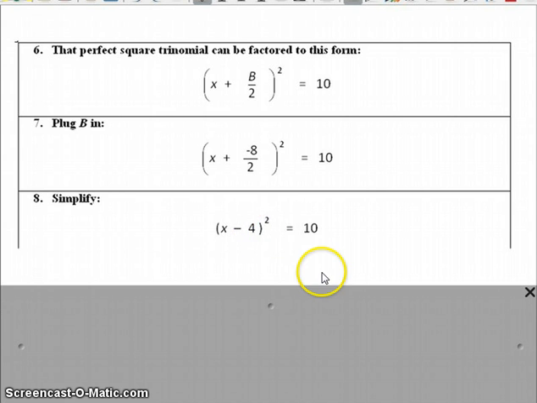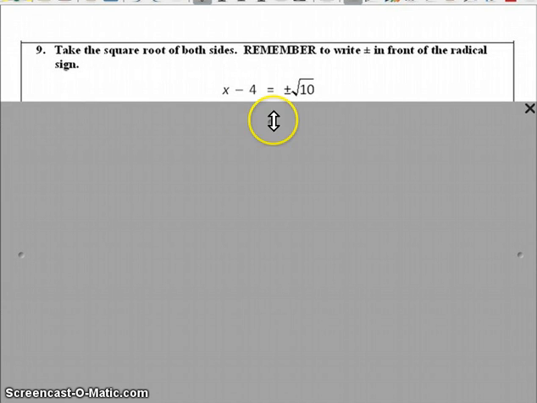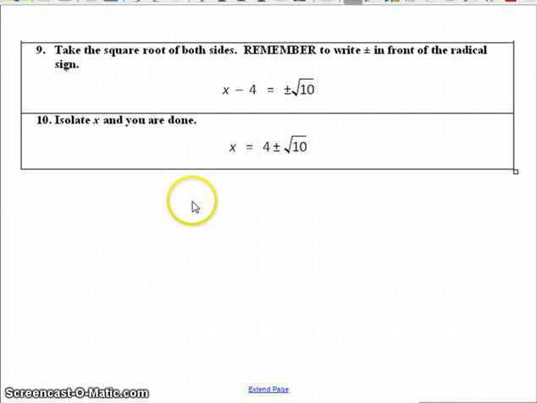Now I'm going to take the square roots of both sides. x minus 4 then is plus or minus the square root of 10. And I clean this up and I'm done. x is equal to 4 plus or minus the square root of 10.